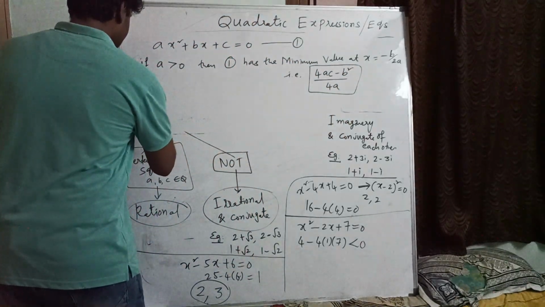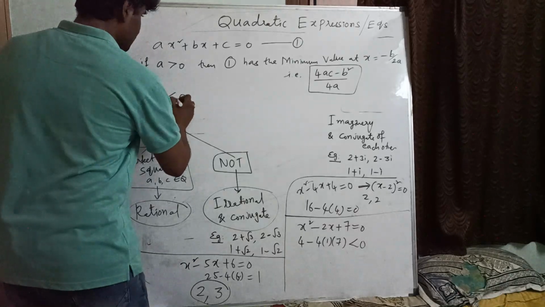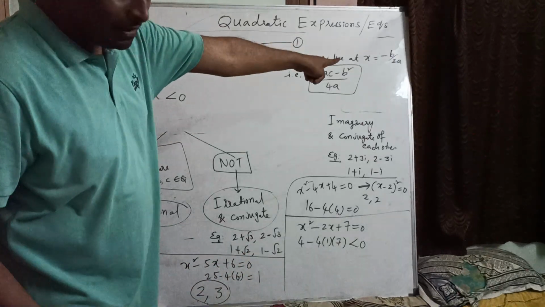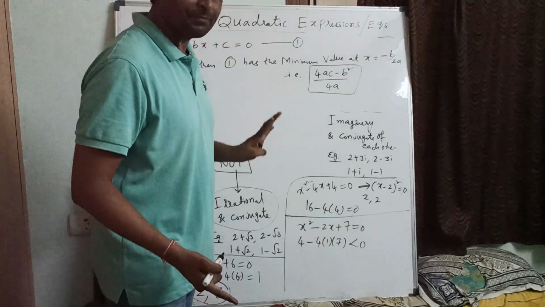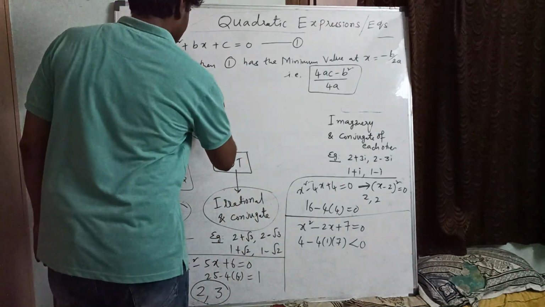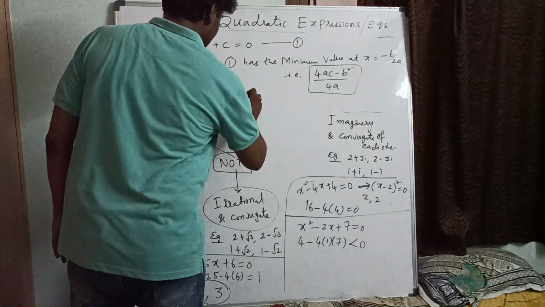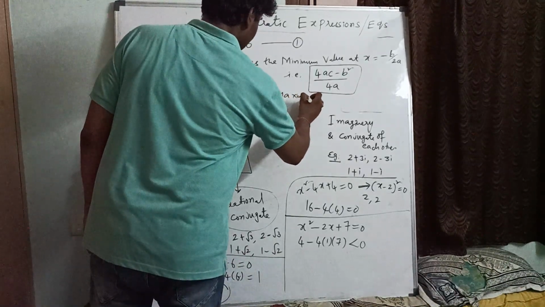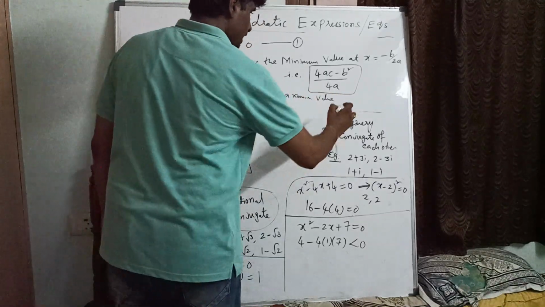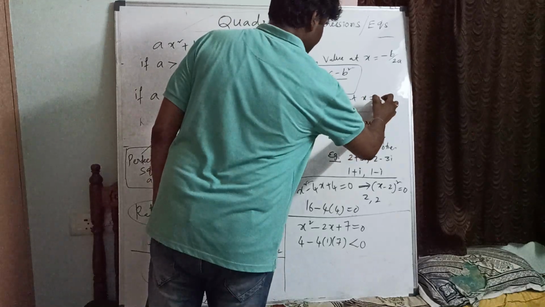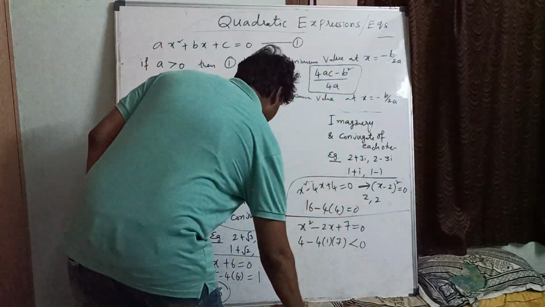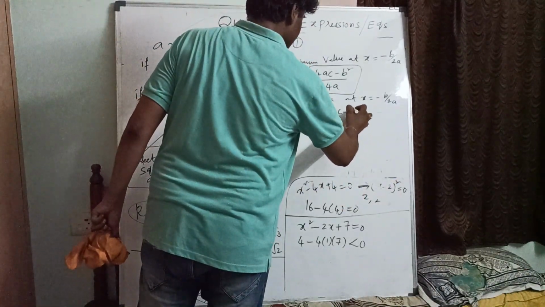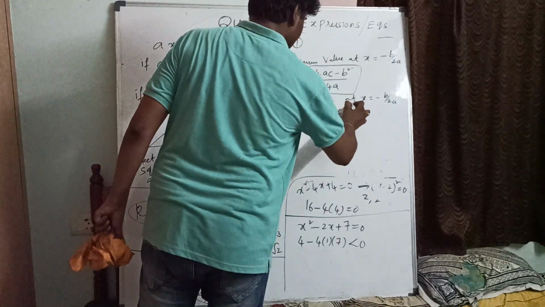Now similarly, if a is less than 0, then it is reverse. It is said to have a maximum value. At where? The same point, and the formula is also the same. So then it has the maximum value at x equal to minus b by 2a. What is that value? Same formula, (4ac minus b square) by 4a.